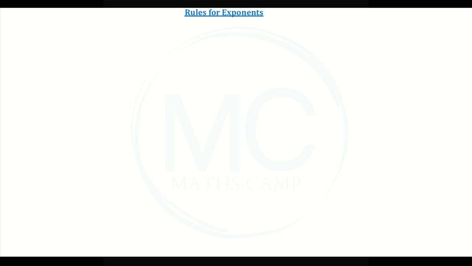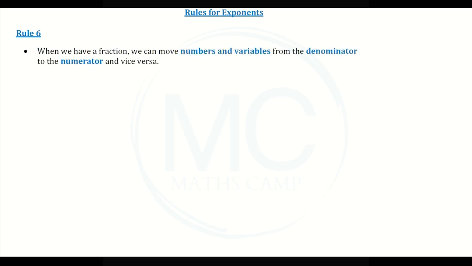Hi, in this video, we are going to look at the sixth rule for exponents. When we have a fraction, we can move the numbers and the variables from the denominator to the numerator and vice versa. To do this, we need to make the exponent of the variable negative.